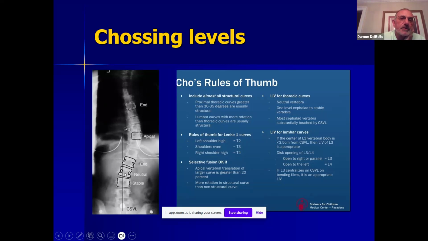The neutral vertebra, center sacral line, that's a good curve, good level to stop at. You can more safely go to the stable vertebra. What if you end your fusion here at T12 or L1? Well, you're going to have a lumbar imbalance that remains, because this curve is going to want to remain. Is that clear to everybody?